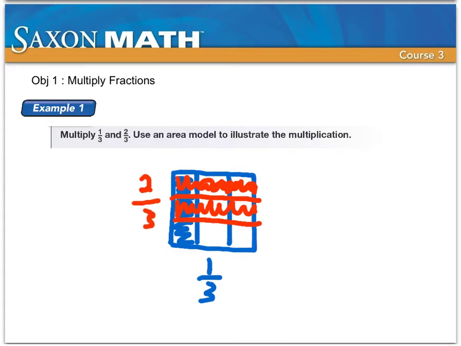My answer is going to be where those overlapped. Okay, so my overlapping region is right here. Those two squares, that's where the colors overlapped each other.